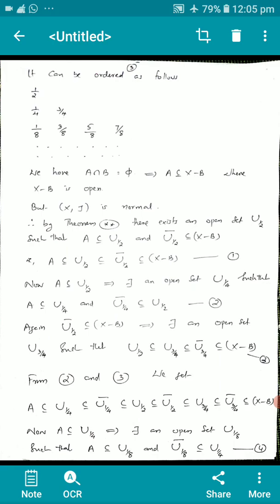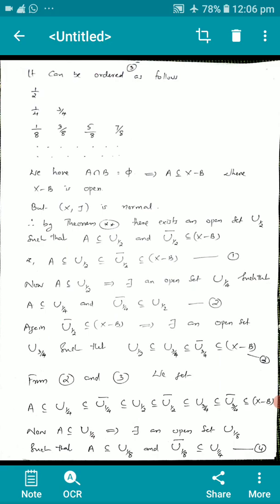Now A is a subset of or equal to U1/2. This implies there exists an open set U1/4, such that A is a subset of or equal to U1/4 and U1/4 bar is a subset of or equal to U1/2. Actually, A is a subset of or equal to U1/4, which is a subset of or equal to U1/4 bar, which is a subset of or equal to U1/2. Call it 2.